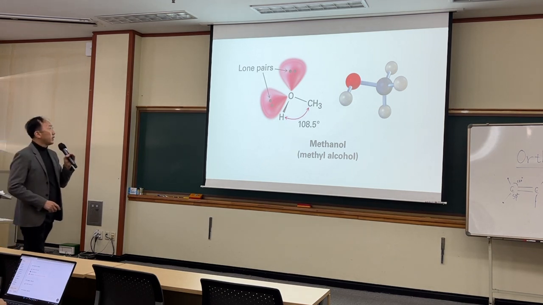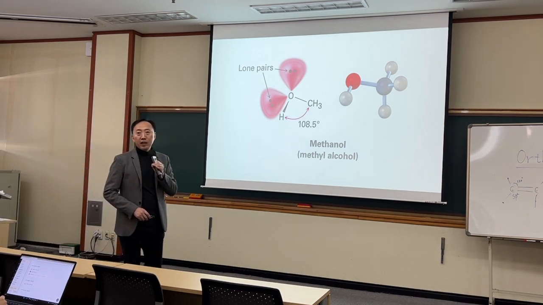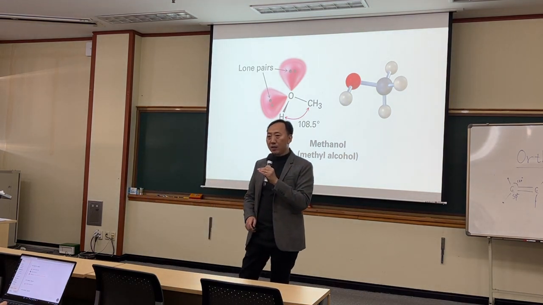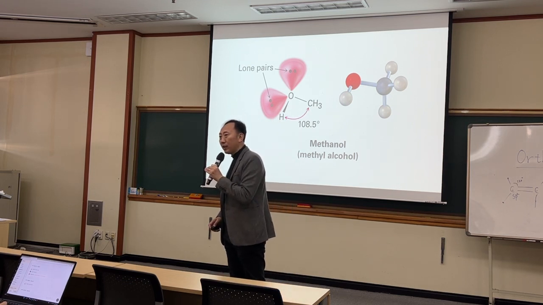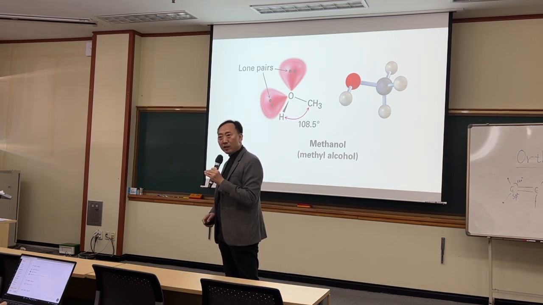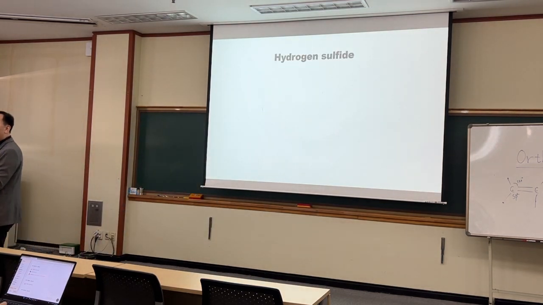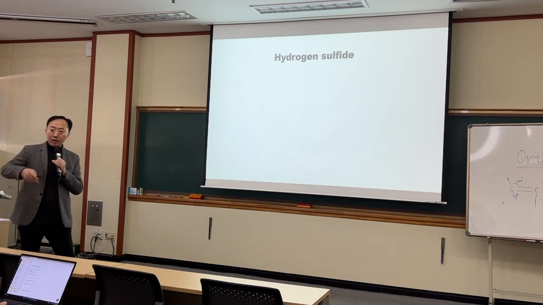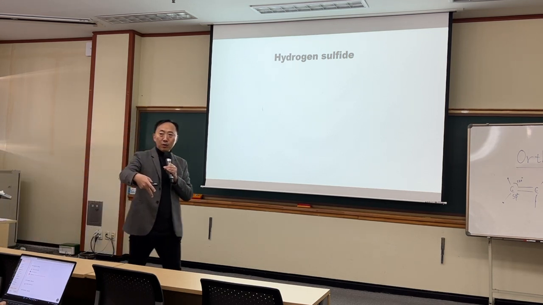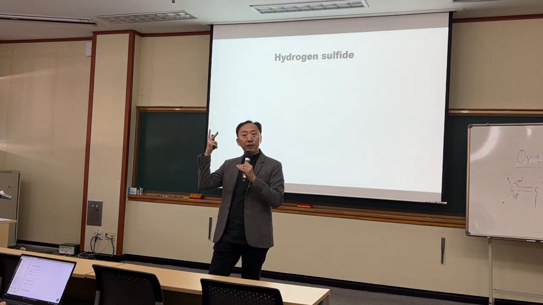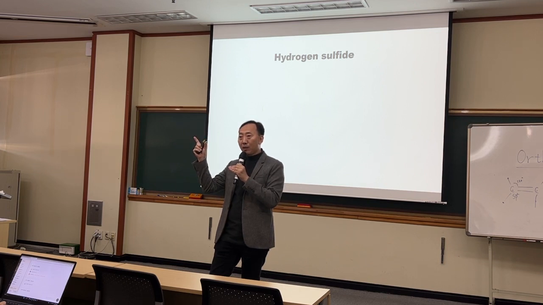Okay, water, chemically speaking, you can say oxygen hydride or hydrogen oxide, correct? Dihydrogen oxide. Cousin to water, hydrogen sulfide is H2S. H2S, what structure do you expect? It should be a similar structure to water. Angle-wise, water is 105 degrees, right? Sulfur, what do you expect? Does this angle become bigger or smaller?